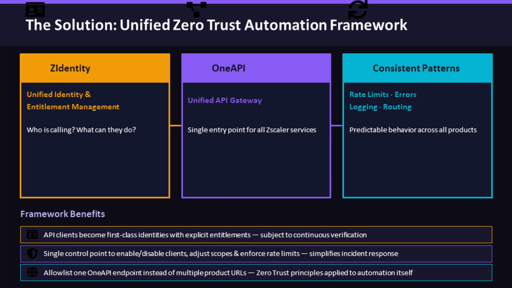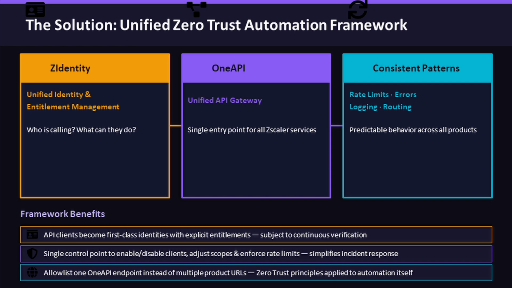The third pillar is consistent patterns, uniform behavior for rate limiting, error formats, pagination, and logging across all services. This consistency means code written for one service can be adapted to another without relearning fundamentals. The framework's three key benefits emerge from this design.